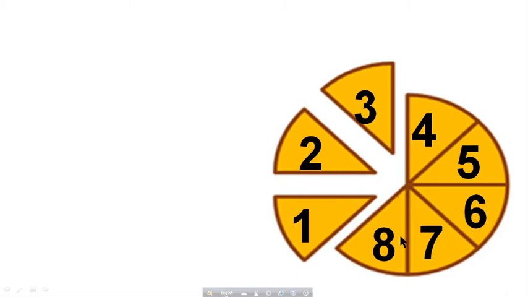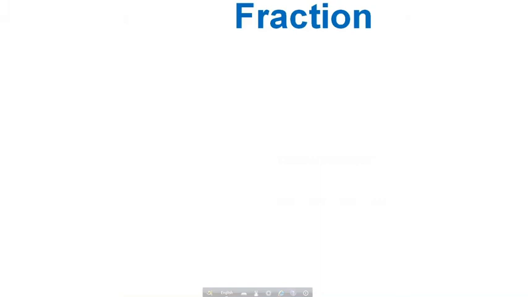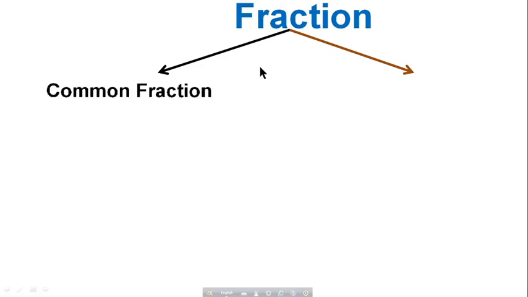Here a circle is divided into 8 equal parts. All parts are equal. So we can say fraction is divided into 2 parts.